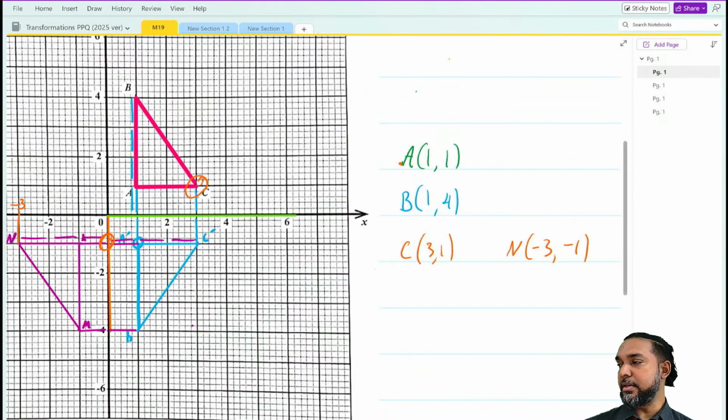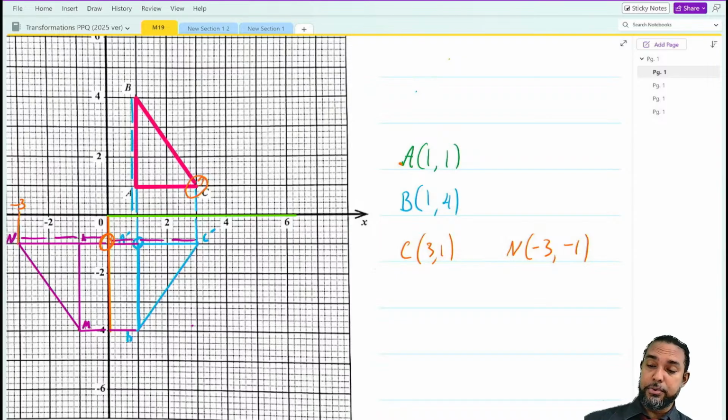So quick question. Do you guys see any similarities between the point for C and the point for N? The coordinates? What are the similarities? The number is basically the same. It's just in one case it's positive, in one case it's negative, right? So this was a +3, this was a -3. This is a +1, that's a -1.